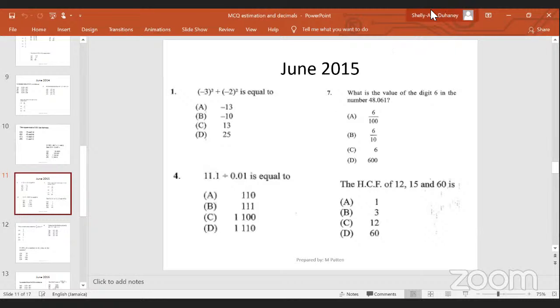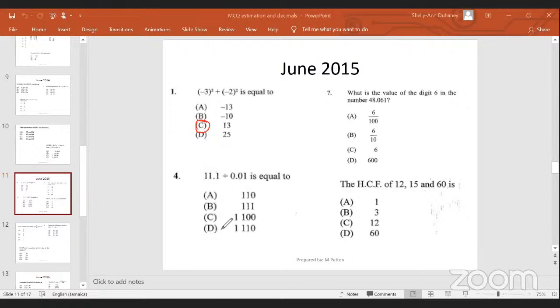Yes, ma'am. Let's just run through that quickly. What is the answer? Right, two negative numbers become positive. So the answer could never be a negative answer. So the answer is C. 9 plus 4.